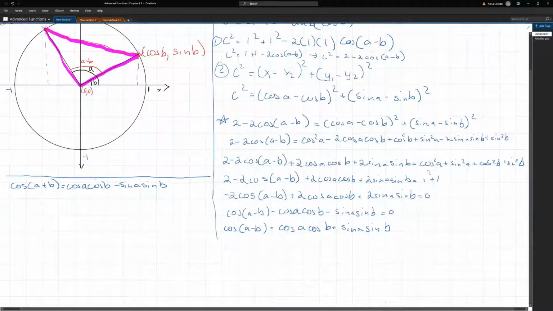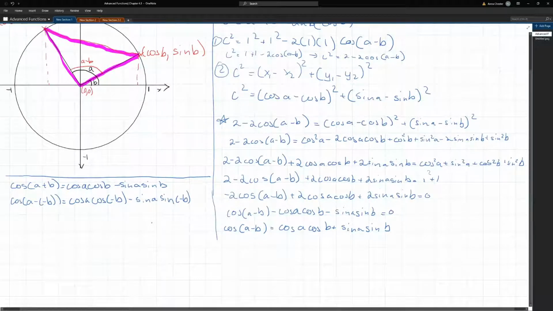The way we could find this out is actually rather simple. So let's use our cos(A minus B) formula we just found out. Well, we could write A plus B as the following. We could write it as A minus negative B. So what that would mean is that we have cos A, cos of negative B, minus sine A, sine of negative B.